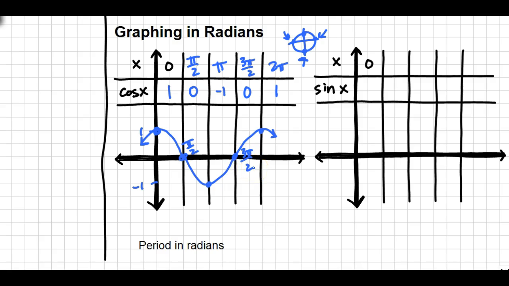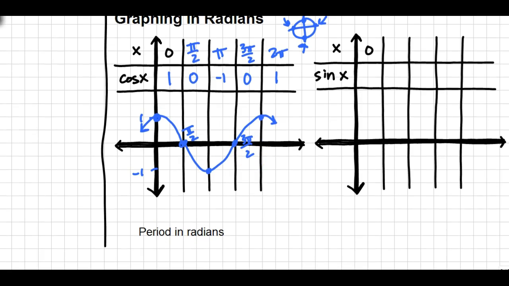The only other difference is going to be what the period of the graph is going to be. Period means how long does it take the graph to repeat. Originally we learned that that value was 360 if we were doing it in degrees. Now if we talk about how long it takes for the graph to repeat in radians, hopefully you know that that answer then is 2 pi.